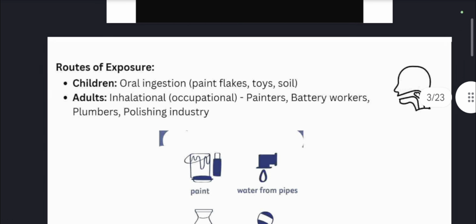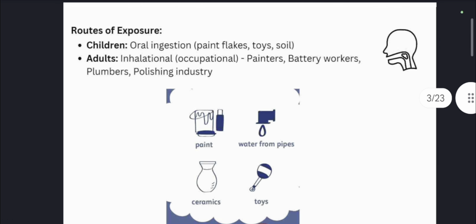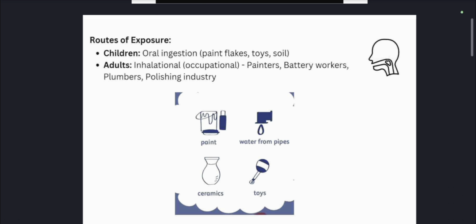Talking about routes of exposure: in children, oral ingestion of paint flecks, toys, soil; and in adults, inhalational, which is occupational, in painters, battery workers, plumbers, and the polishing industry. These are the two routes of exposure, either ingestion or inhalation.